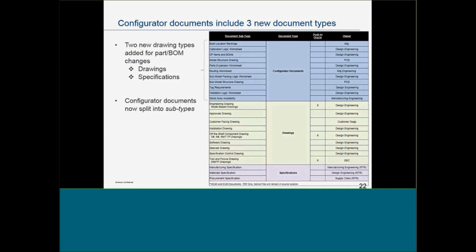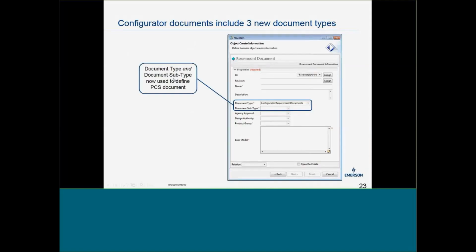In Release 2, we are adding in 2 new drawing types for part and bill of material changes, the drawings and the specifications. We won't be using these until Release 3, at a large scale, but we are splitting up the definition of a PCS document into both the document type and the document subtype. So these attributes will be used in configurator documents now to define the document.